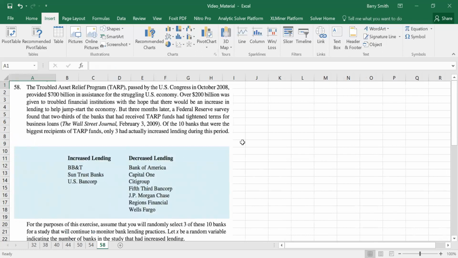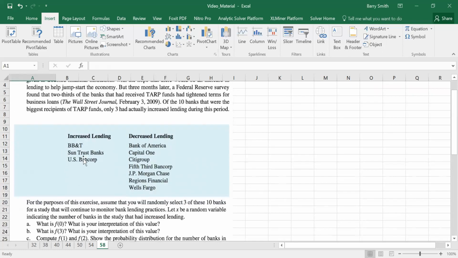The Troubled Asset Relief Program, passed by the U.S. Congress in October of 2008, provided $700 billion in assistance for the struggling U.S. economy. Over $200 billion was given to troubled financial institutions with the hope that there would be an increase in lending to help jumpstart the economy. But 3 months later, the Federal Reserve survey found that 2/3 of the banks that received TARP funds have tightened terms for business loans. Of the 10 banks that were the biggest recipients of TARP funds, only 3 had actually increased their lending during this period.